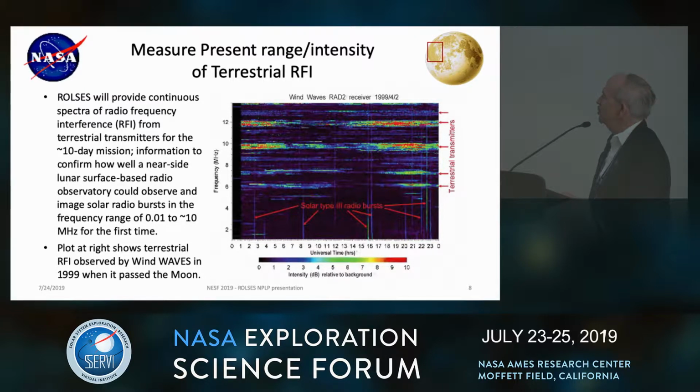You see all of these transmissions coming up from the Earth, and it's a considerable amount of RFI, which would be a major noise source for a near-side lunar surface-based radio observatory, although we believe that we could still image solar radio bursts because they are very intense, and you'd have to just remove the noise from the source. So anyway, we would like to know how much that noise spectrum of terrestrial radio frequency interference has changed since 1999.